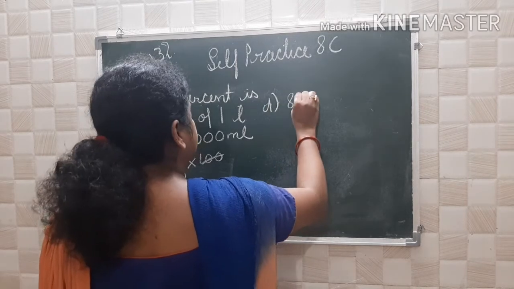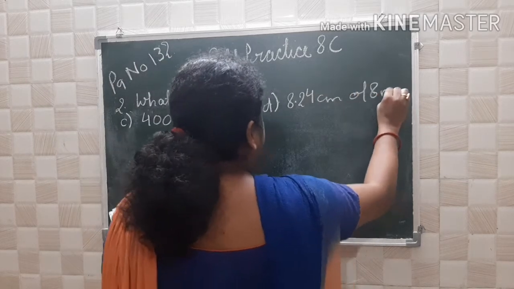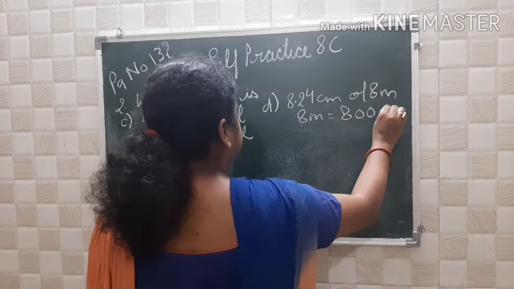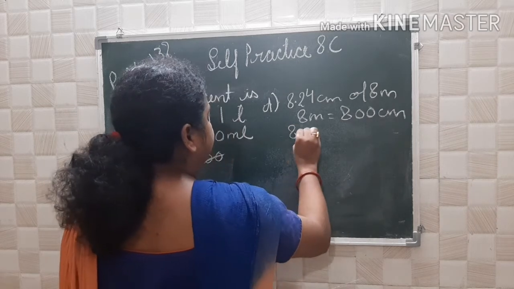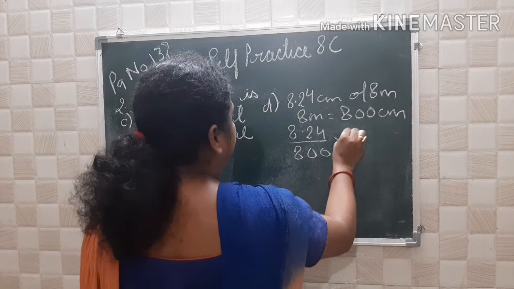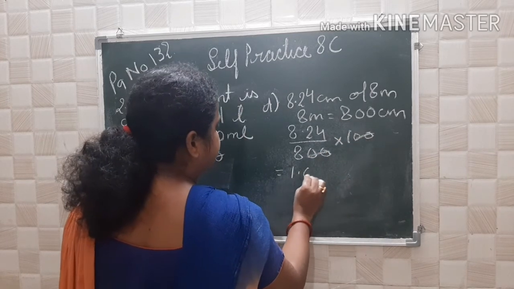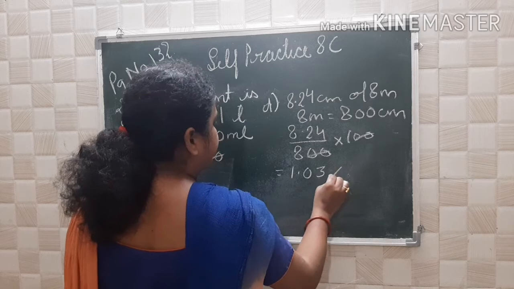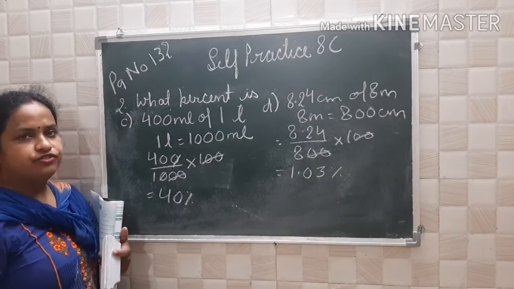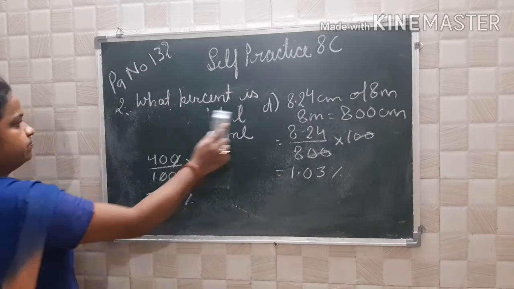8.24 centimeter of 8 meter. 8 meter is equal to 800 centimeter. 8.24 upon 800 into 100. 0 0 cancel out. 8 one side 0, 8 3s, 1.03%. Clear? 8.24 means 1.03%. Now see the E part.